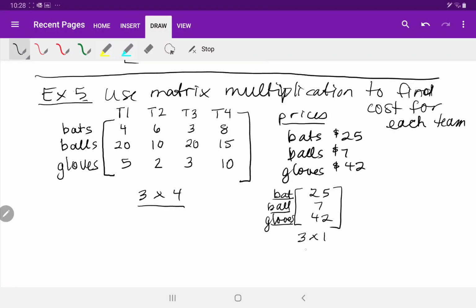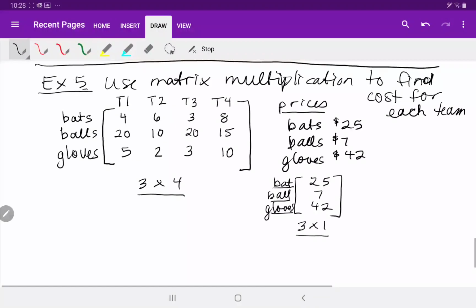Well, how would I multiply a 3 by 4 and a 3 by 1? Now, the bats, balls, and gloves and the bats, balls, and gloves are related, so it will make sense to multiply the two 3s together. Okay, but I can't do that.